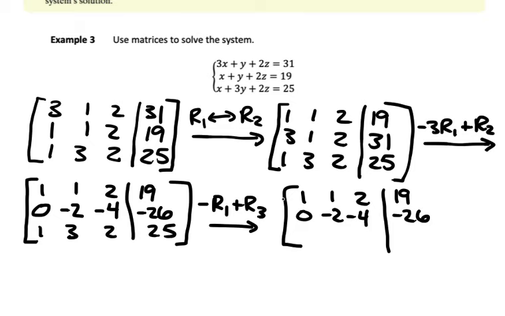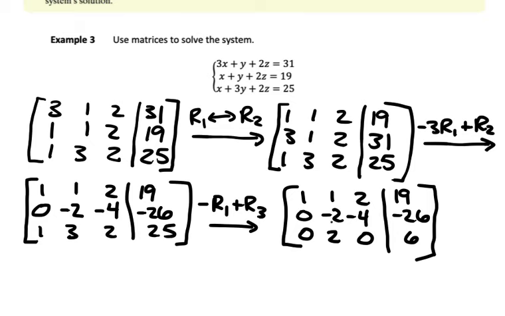We're going to have -1 plus 1 is 0. -1 plus 3 is 2. -2 plus 2 is 0. And -19 plus 25 is +6. So now I'm finished with the first column.